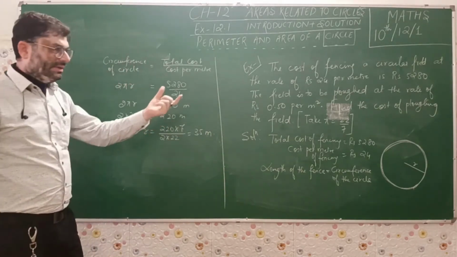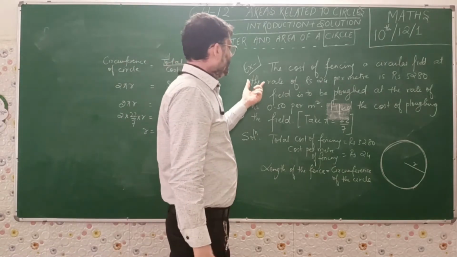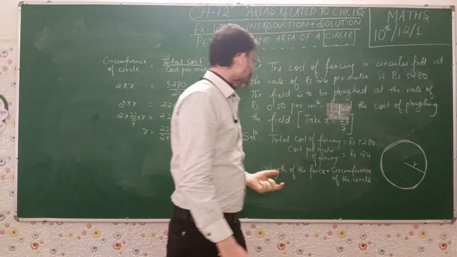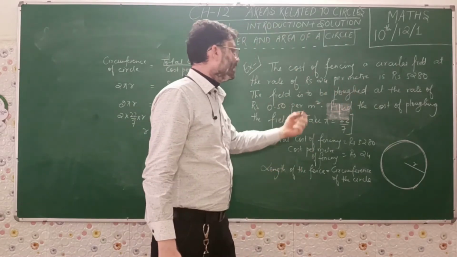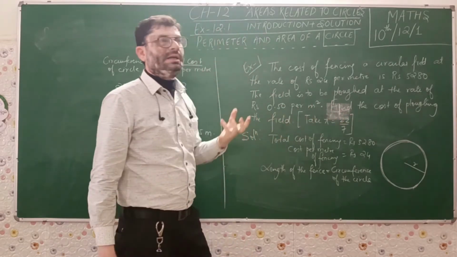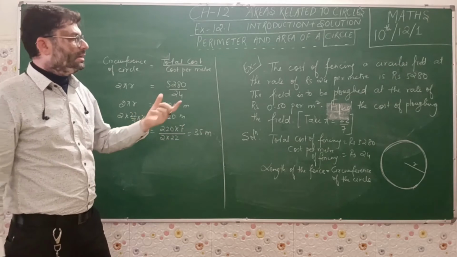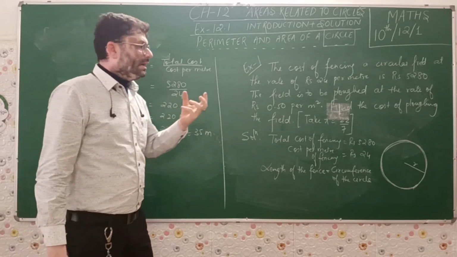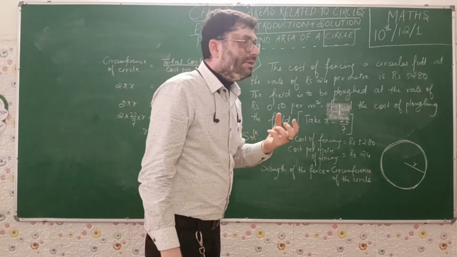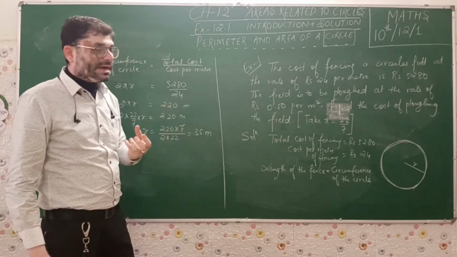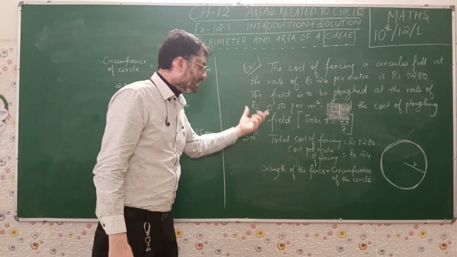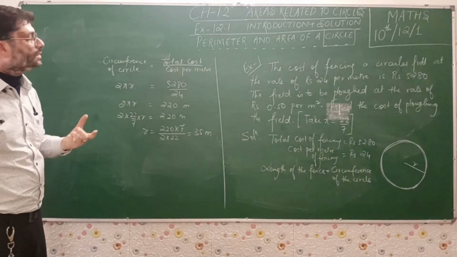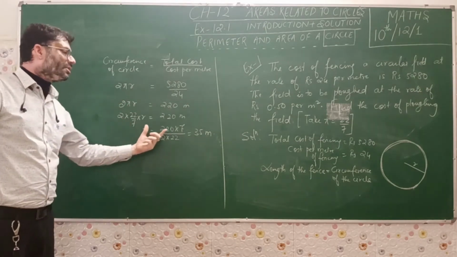We need the radius of the circle. The cost of fencing the circular path at the rate of rupees 24 per meter is this much. The field is to be plowed at the rate of this much. Find the cost of plowing the field. The very first thing that we would be needing is what is the area to be plowed. In order to find the area, we need the radius of the circle. And from where do we get the radius of the circle? From the very first condition, that the cost of fencing was given to us and the cost per meter was also given to us. So we found the radius of the circle.